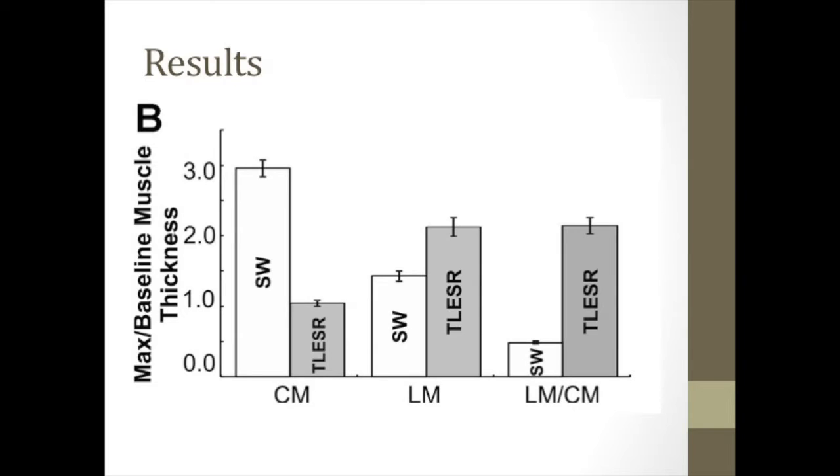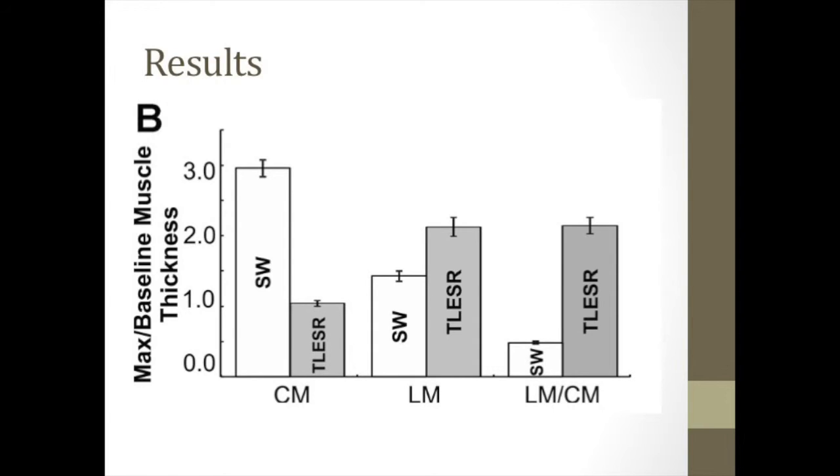As we see in figure B, the ratio for peristalsis, swallowing, in the CM is very high and higher as opposed to the CM contraction in TLESR. In addition, we see that in the LM during peristalsis, the ratio is actually much smaller than for LM during TLESR. Finally, the third data set shows another ratio in which the LM and CM were compared to each other in relation to the max to baseline muscle thickness ratio. We again see a stark contrast in which the ratio is smaller in peristalsis as opposed to TLESR.